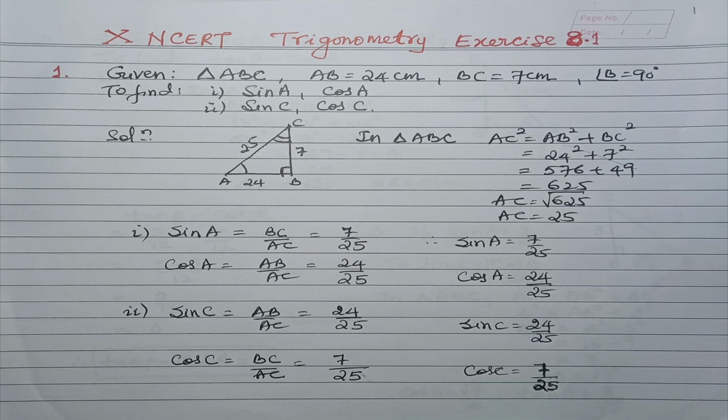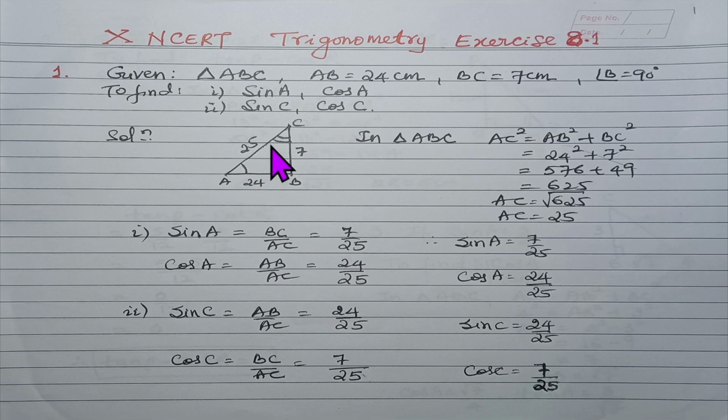Welcome to MRL. In this learning session, we learn the solutions of examples of exercise 8.1 of chapter Trigonometry, 10th NCERT CBSE textbook. Now, in the first example, we are given a triangle ABC. AB is equal to 24 centimeters, BC is equal to 7 centimeters, and angle B is 90 degrees. Now, we have to find sin A, cos A, sin C, and cos C. So, let us understand how to do this.